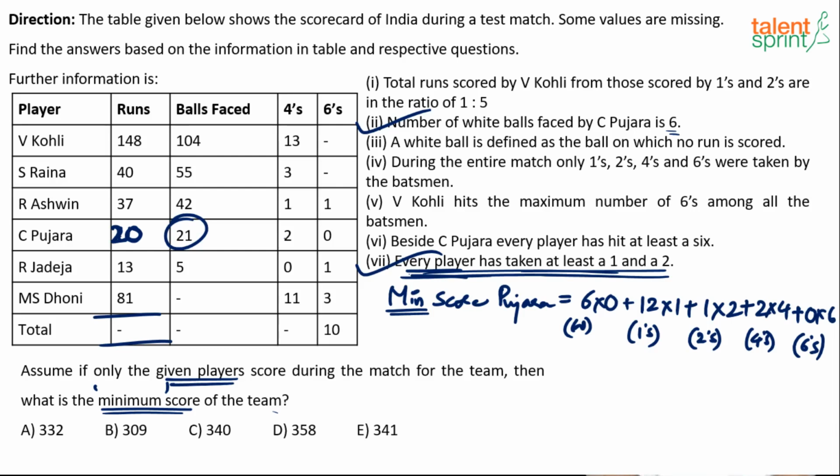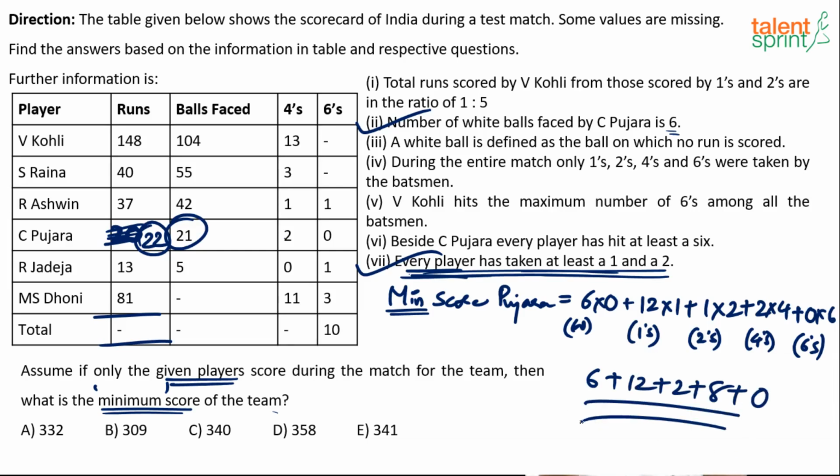Did I go wrong in the calculation somewhere? 8 plus 2, 10 plus 12. I'm sorry, yaar. This should be 22. Something is wrong with me today. This is 12 plus 2, 14 plus 8, 22. I don't know why I was taking it as 20. 6 plus 12 plus 2 plus 8 plus 0.